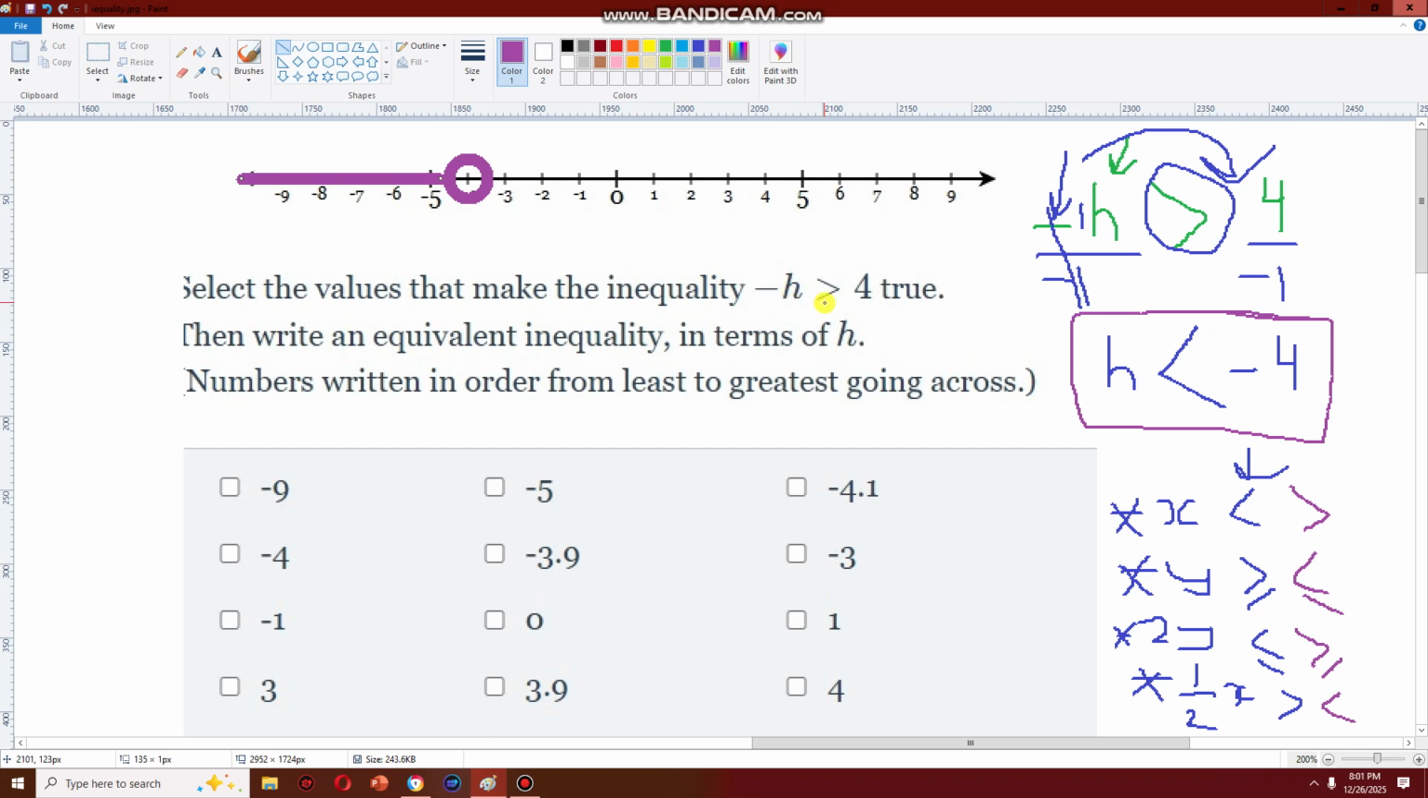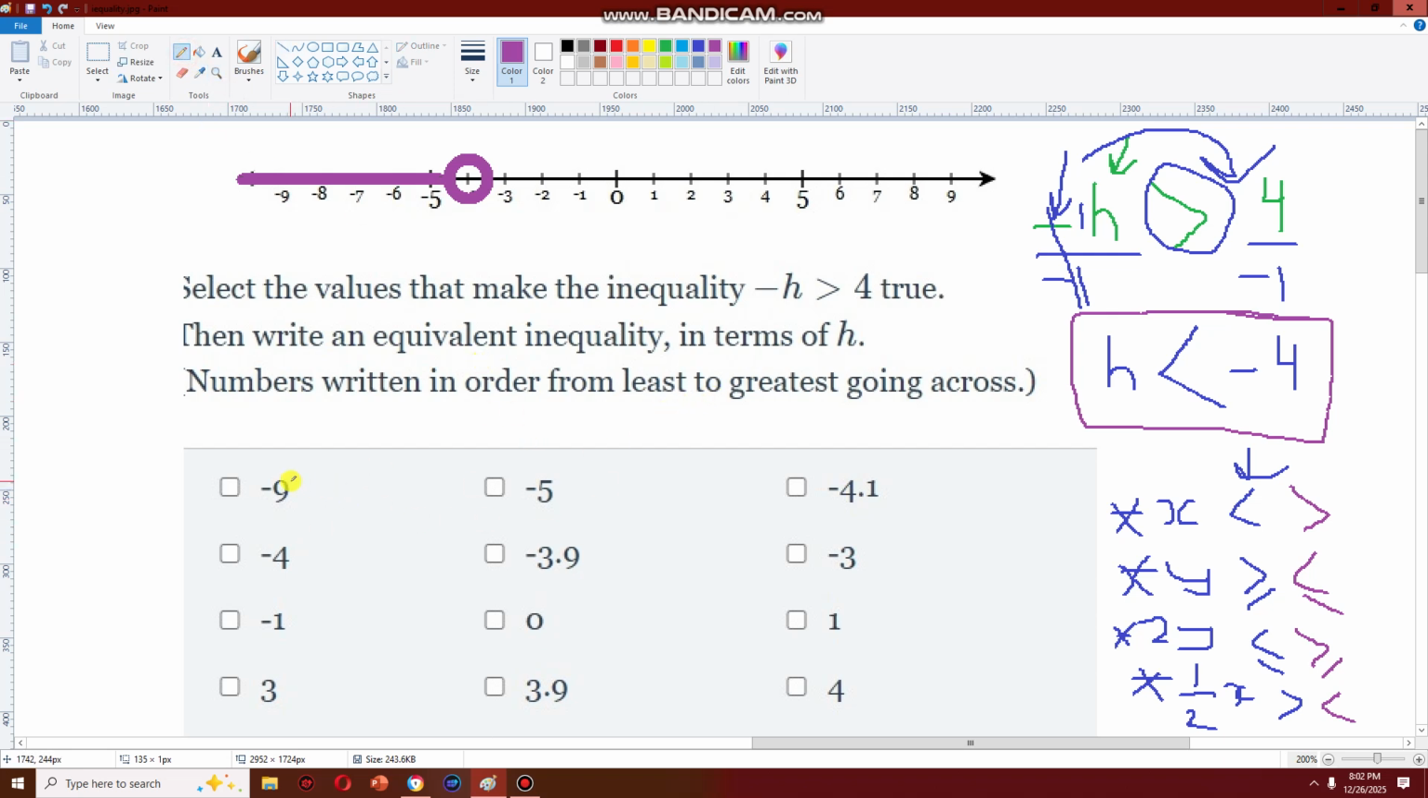Originally it was minus h greater than 4. Again, please remember, the variable cannot be left as a negative. You have to turn it positive. And since there's a minus sign in front of the variable, if you change it, then the inequality changes as well to the opposite one. Let's go find the answers.